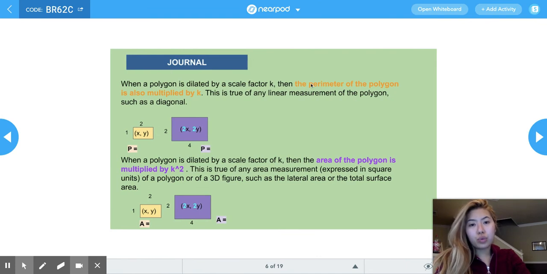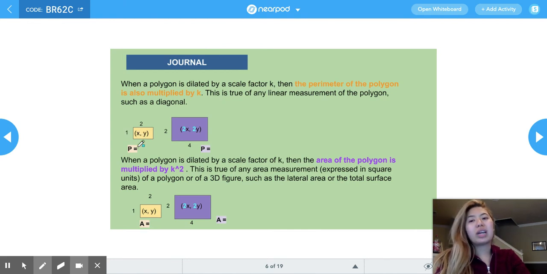So the important rules are highlighted right here on this side. When a polygon is dilated by a scale factor k, then the perimeter of the polygon is also multiplied by k. This is true of any linear measurement of the polygon, such as a diagonal. So this rule is true even for the diagonals of the polygons or the shapes.